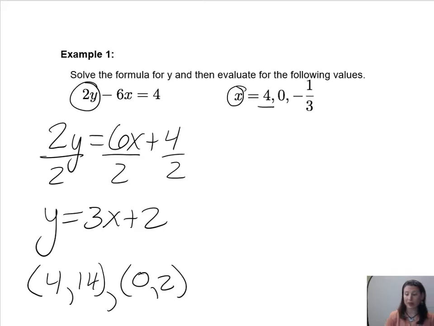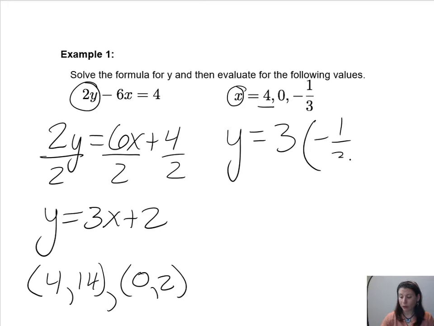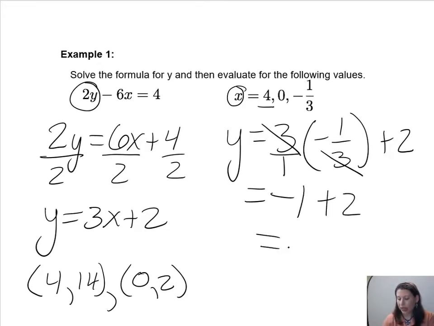One last time with the fraction, y equals 3 times negative 1/3 plus 2. Well, think about the 3 as really being over 1, right? So 3 over 1 times negative 1 over 3. Well, those 3's cancel, right? So really we're left with negative 1 over 1, which is just negative 1. Plus 2 is 1. So our third and final point is negative 1/3, 1.